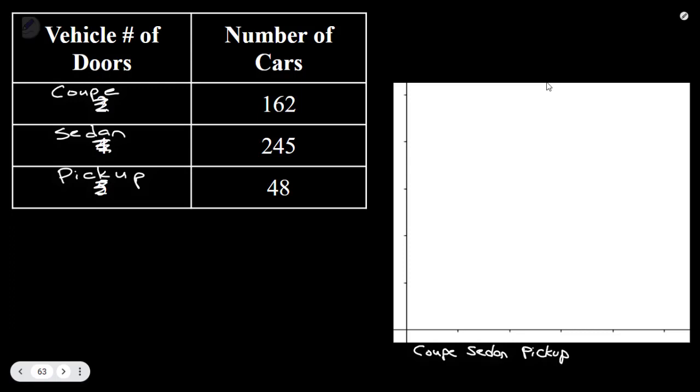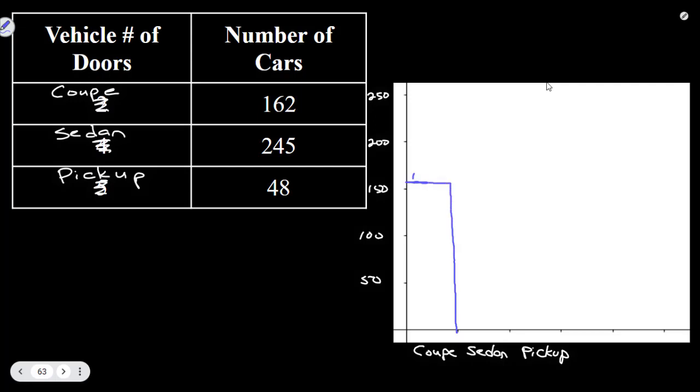And when I number these, since we have to get all the way up to 245, and I've got 1, 2, 3, 4, 5, I'm going to go by 50s here. So I'm going to make my first line here 50, then 100, then 150, 200, and 250. And that way we'll get all of those frequencies in our grouping. So the first one, the coupes, goes up to 162. I'm going to estimate my 162 is going to be about right there. So I'm going to make my bar come up and over to the 162.